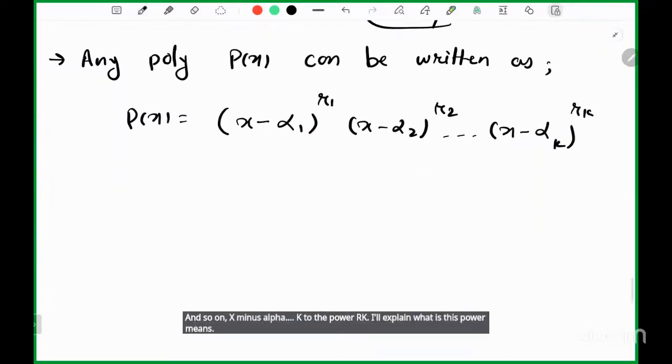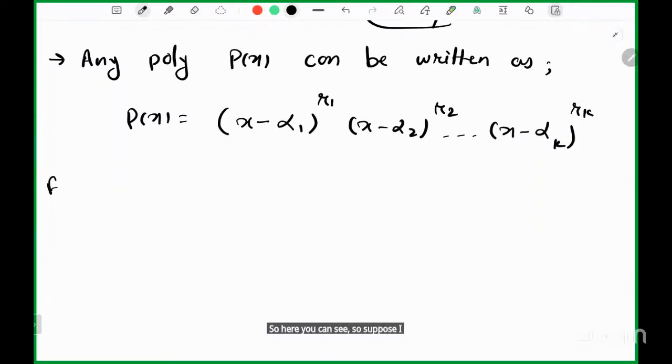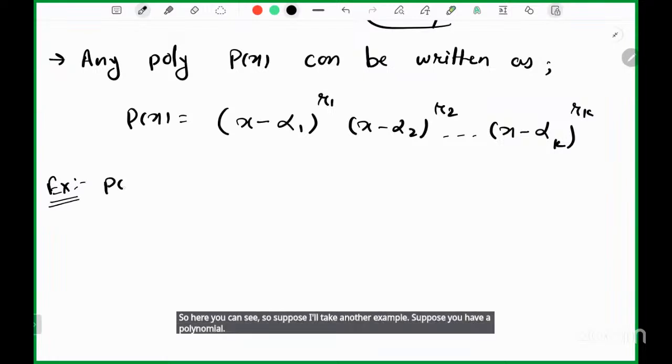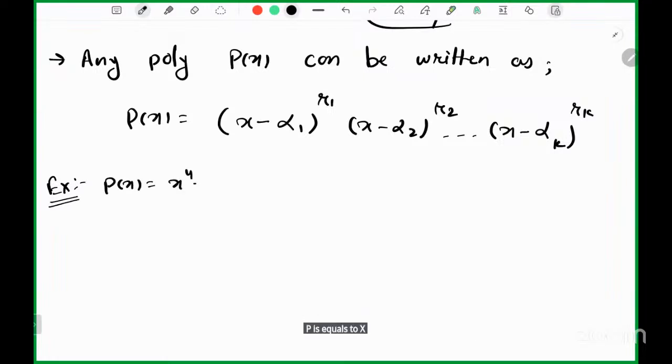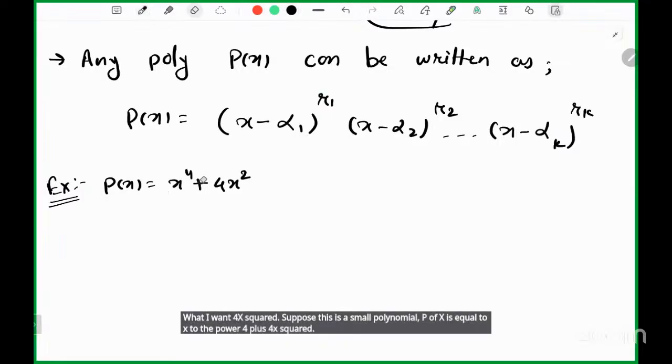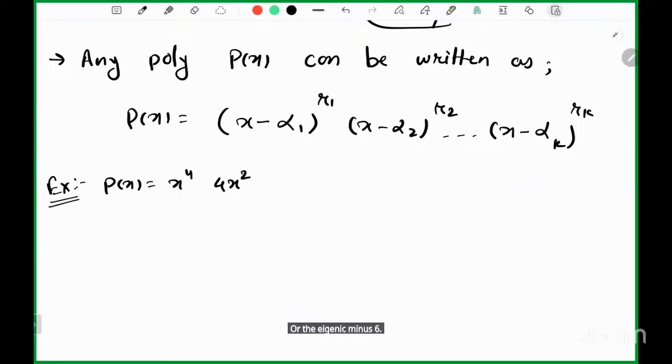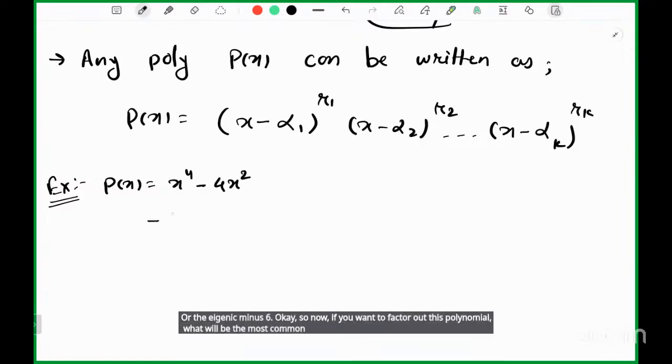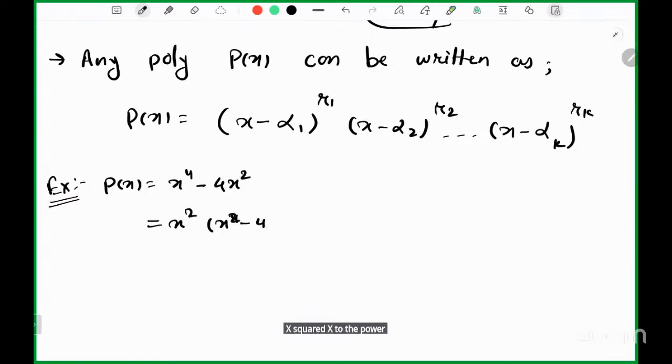So suppose I take another example. Suppose you have a polynomial p of x is equal to x to the power 4 plus 4x square, or I can take minus x. Now if you want to factor out this polynomial, the most common step is to take out the x square common. x to the power 4 minus x square minus 4, sorry.